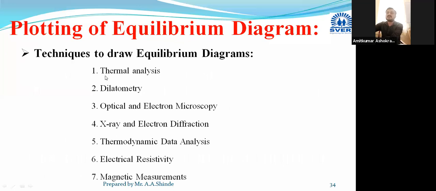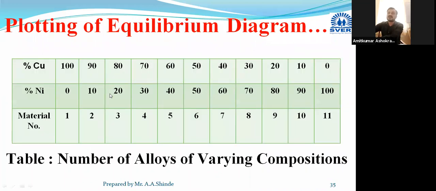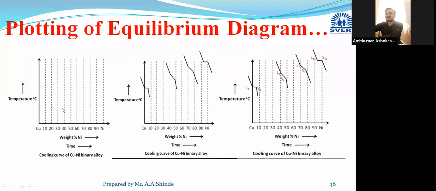In the previous session we completed the plotting of the equilibrium diagram. Different methods are there, but here we are using the thermal analysis method, which takes the help of cooling curve data. With the help of that cooling curve data, I explained how to plot the equilibrium diagram and what steps are involved, with the example of a copper and nickel alloy, taking different samples with varying compositions of copper and nickel.